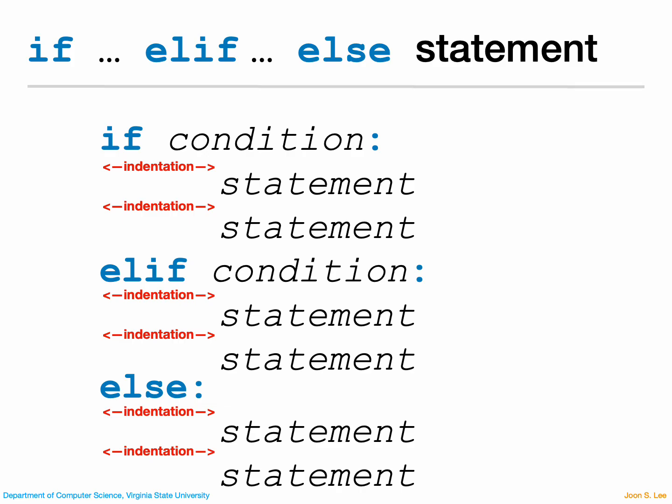Here's how it works. First, Python checks the if condition. If it's true, that block runs and the rest are skipped. If it's false, Python moves on to the elif condition. If that's true, it runs that block and skips the rest. Finally, if none of the conditions are true, the else block runs as a fallback. This gives us a way to create a chain of decisions instead of being limited to just two outcomes.